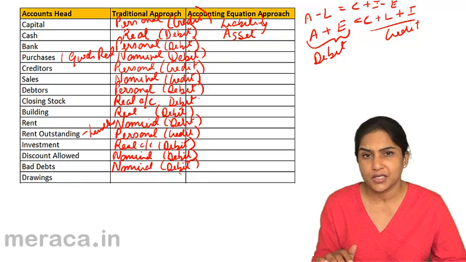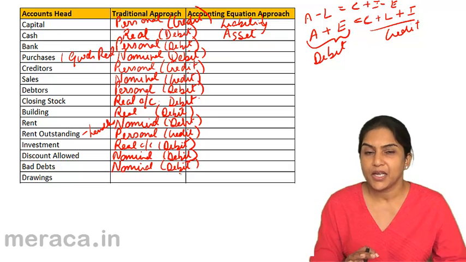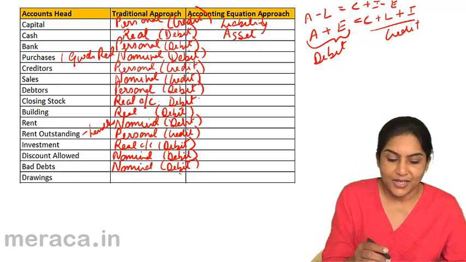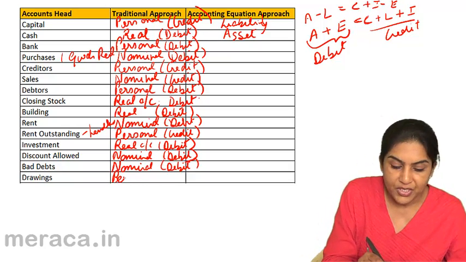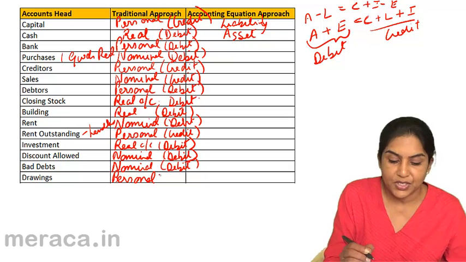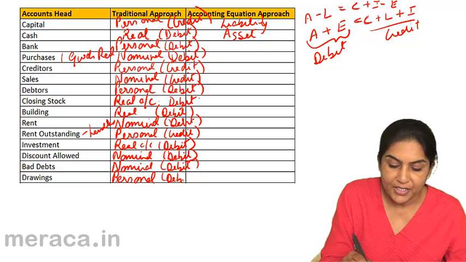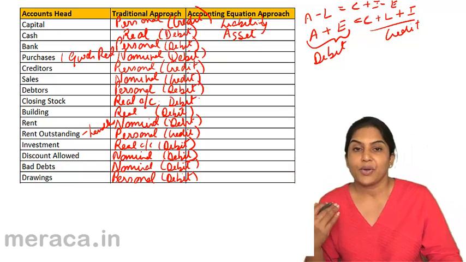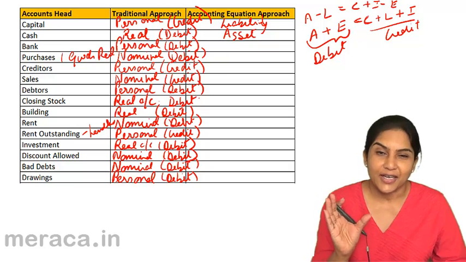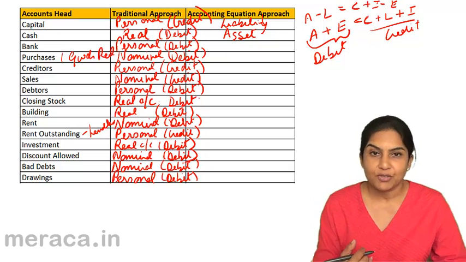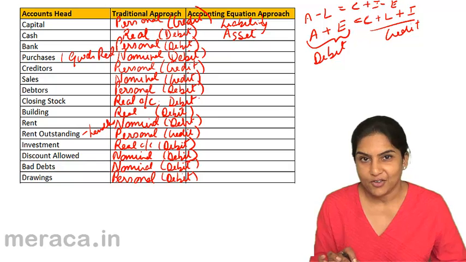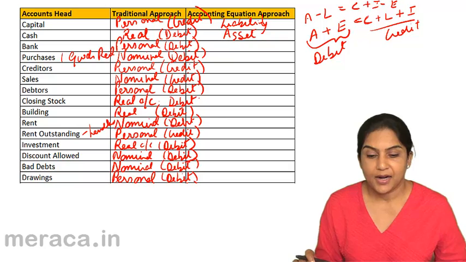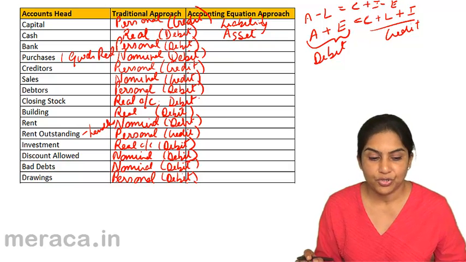What is drawings? Drawings is the money which is withdrawn by the owner. So it is nothing but owner's account. Therefore, it is personal. And usually it has a debit balance because while a proprietor may bring in money or withdraw money, when he brings in money, we call it a capital account. When he withdraws money, we call it a drawings account. Now let us discuss the same thing under the accounting equation approach.